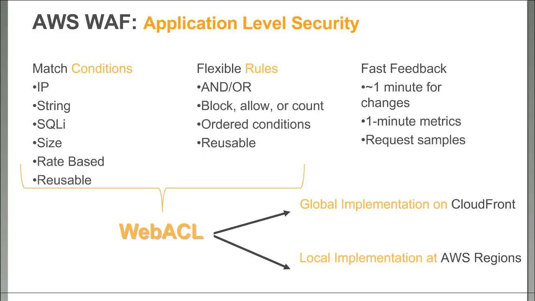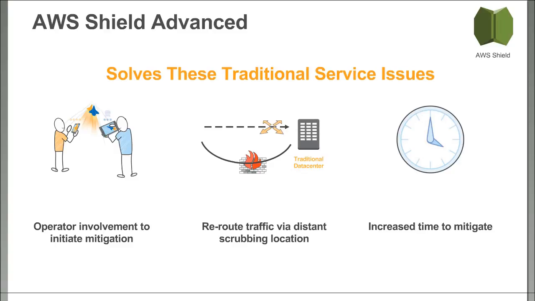And these match conditions and rules are reusable not just for Amazon CloudFront, but also for your application load balancers. You create rules, deploy them into the edge locations, and it takes about a minute to make changes, and you get metrics back and sample requests. So you can deploy these web ACLs either globally using CloudFront or locally at AWS regions on the application load balancers. So really good practice to ensure edge application security.